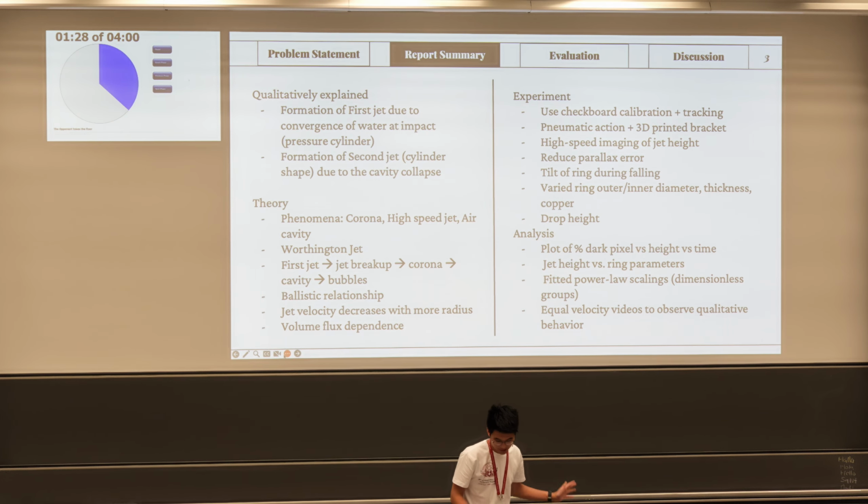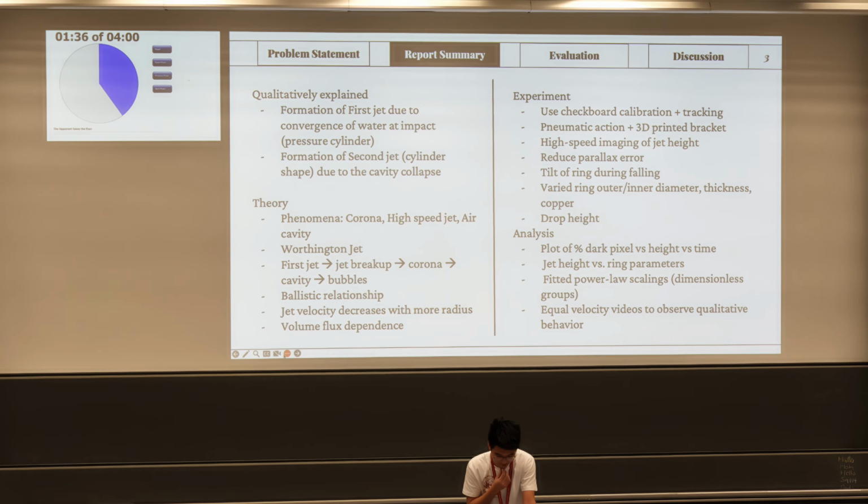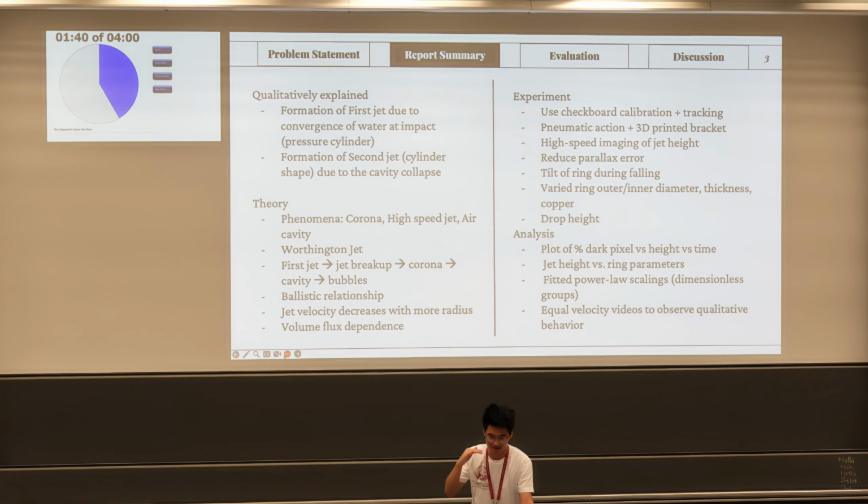And then for the experiment, it's a very good experimental setup. They use a checkerboard calibration and auto tracking. They use OpenCV for tracking the height of the droplets, and they also minimize the tilt of the ring during the fall, while there are around 1 to 2 degrees of tilt. We believe that it should be fine as well.